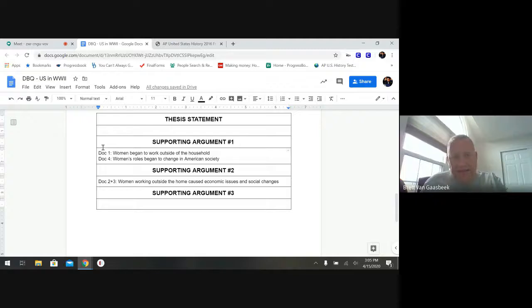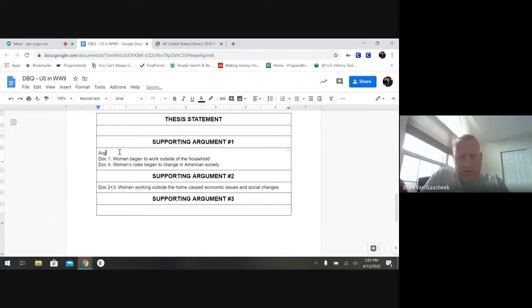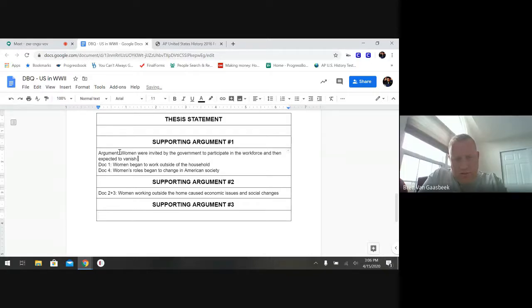Now, what kind of argument can I make out of this? Okay, so the argument: women were invited by the government to participate in the workforce and then expected to vanish back into the traditional role of women during the 1950s. Now, how can I use that? Women being invited, obviously, by propaganda.